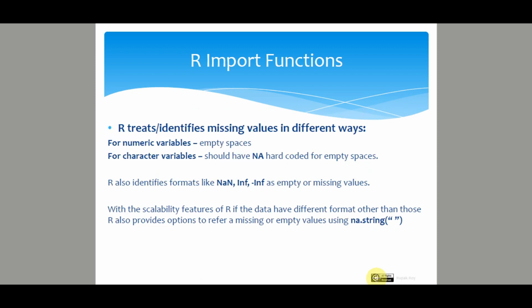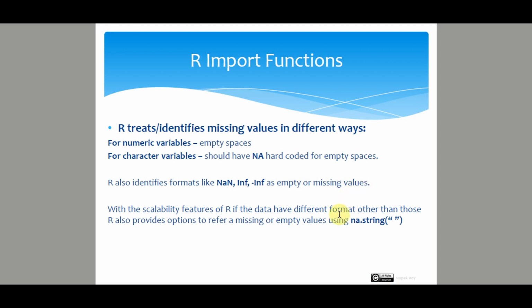Now R identifies missing values in different ways. For example, in a numeric data type, empty spaces will be considered as missing values, and NA for character variables. R also identifies formats like NaN, Inf, -Inf as empty or missing values.